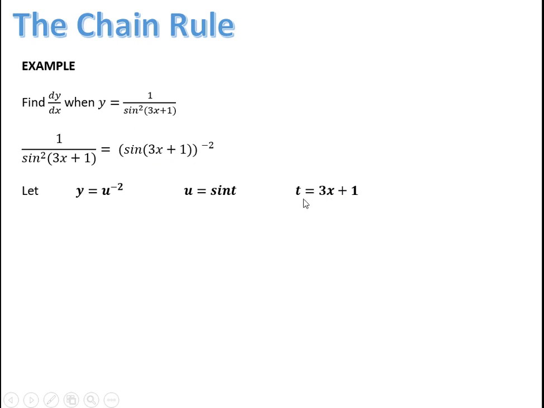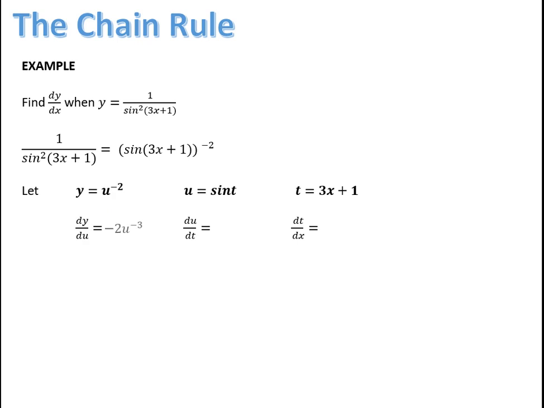Now that 3x plus 1 is t, what we're going to do next is find the sine of t. That's our second function, so u equals the sine of t. Then I'm going to take all of that and do it to the power of minus 2. So we take that u and raise it to the power of minus 2. So there are three functions. Now we're going to find the derivative of each one of them.